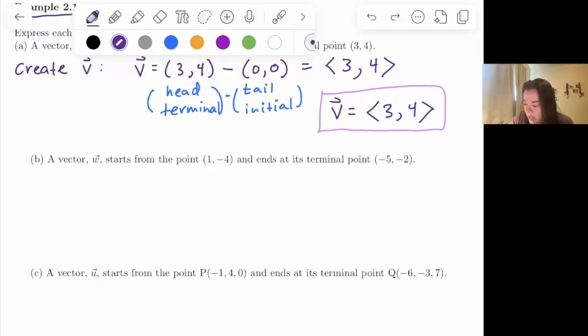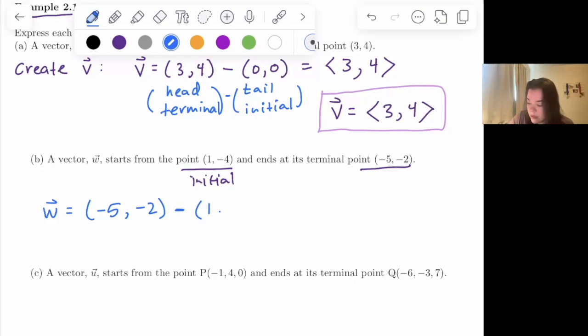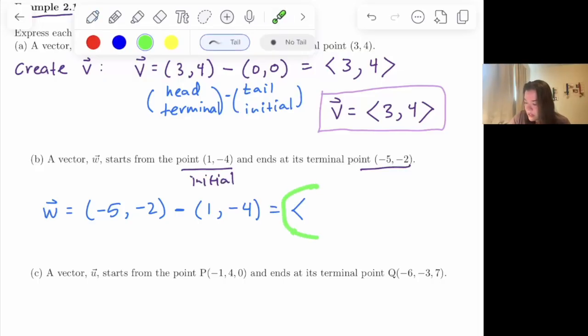So we know the initial point of vector w, and we know the terminal point of vector w. So to create vector w, w will equal, we take the terminal point, subtract from it the initial point, and we will create the component form. That's what we're going to be creating over here. This is called the component form of the vector, and that's why we use the angular bracket notation.